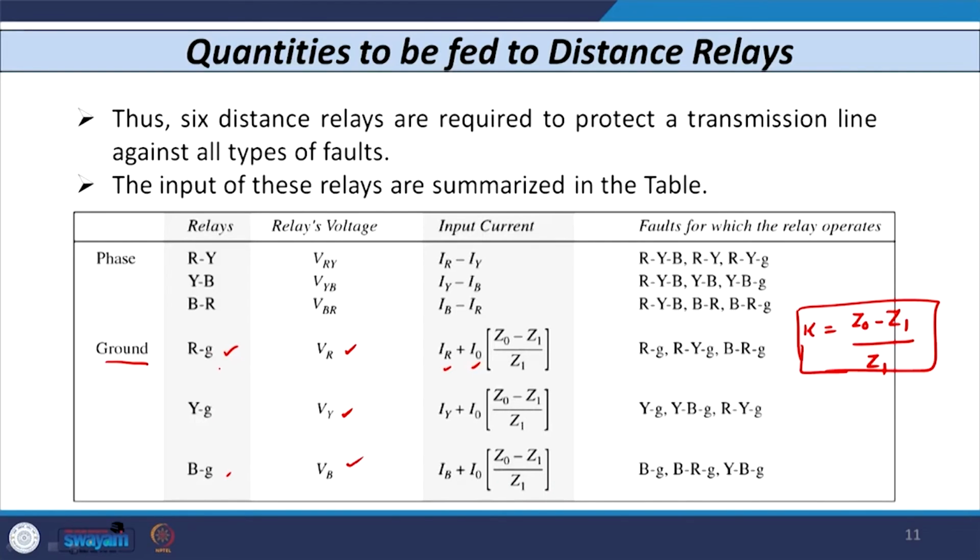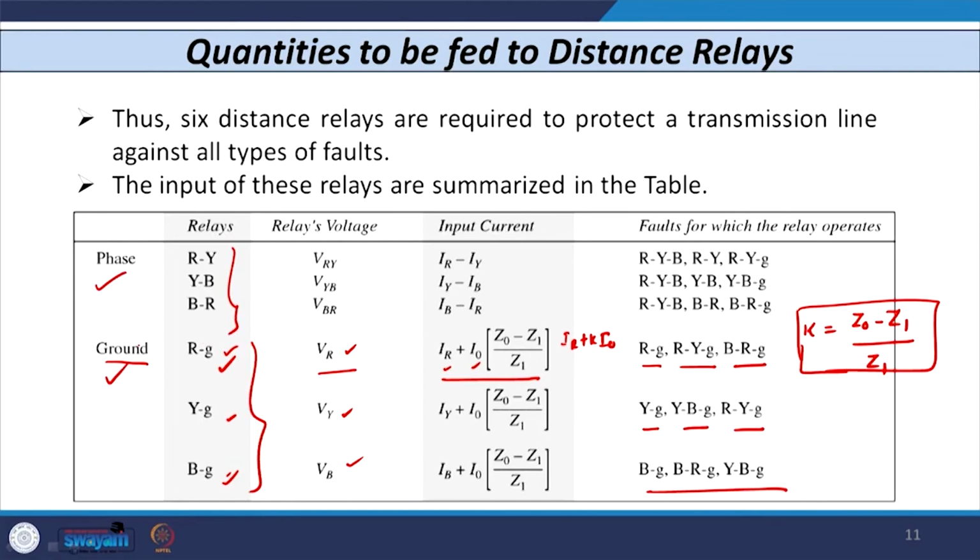So, if I give this input VR and this current, that is IR plus K I0, then the unit operates for RG, RYG and BRG faults. Similarly, for YG, YBG and YRG faults, the Y phase unit will operate, and in the same way for the other 3 types of fault, the B phase unit will operate. So, that means 3 units are required for the phase distance relay and 3 units are required for the ground distance relay.